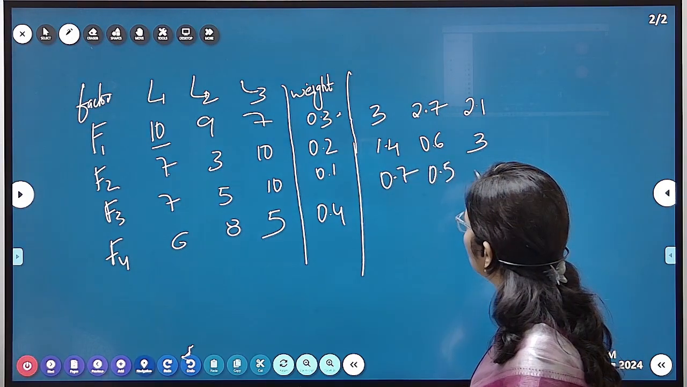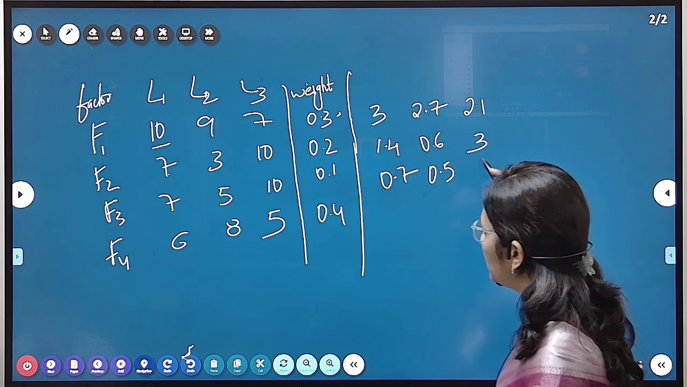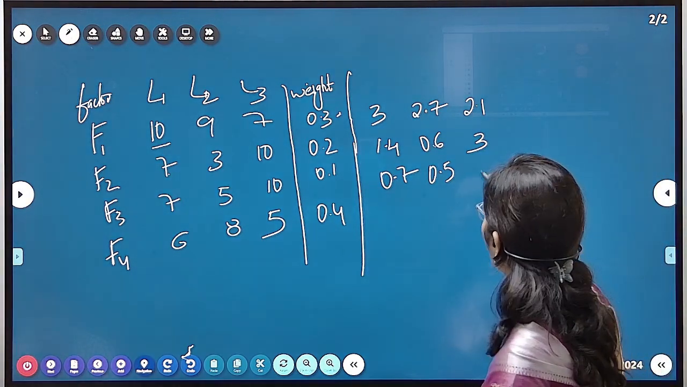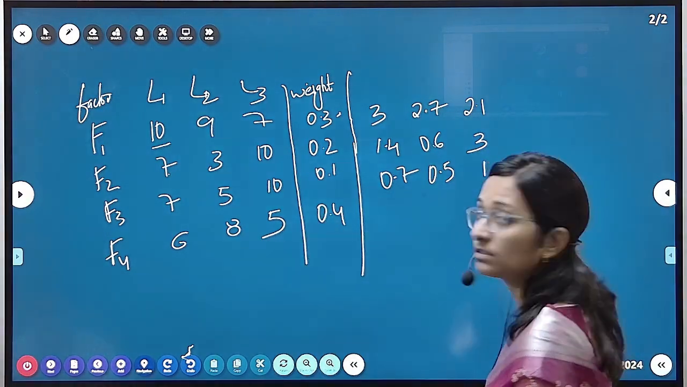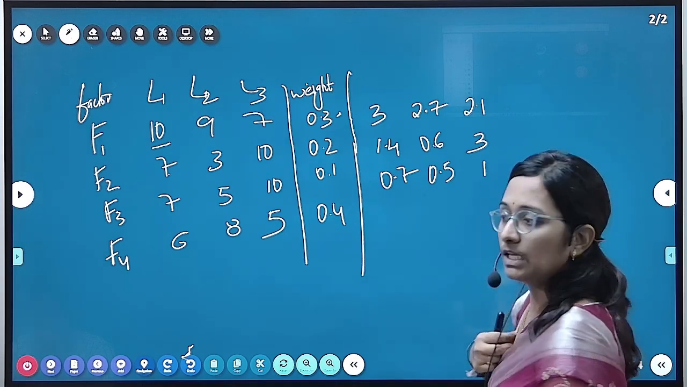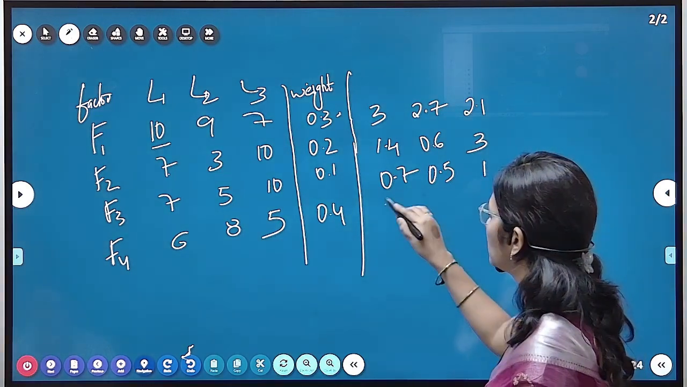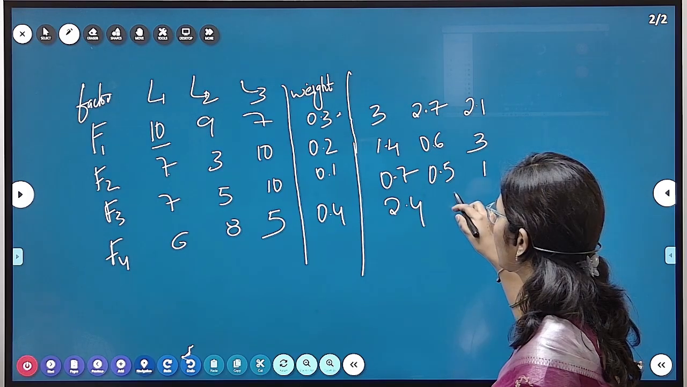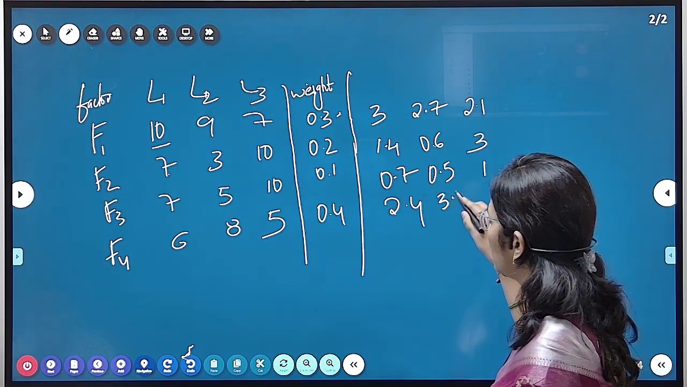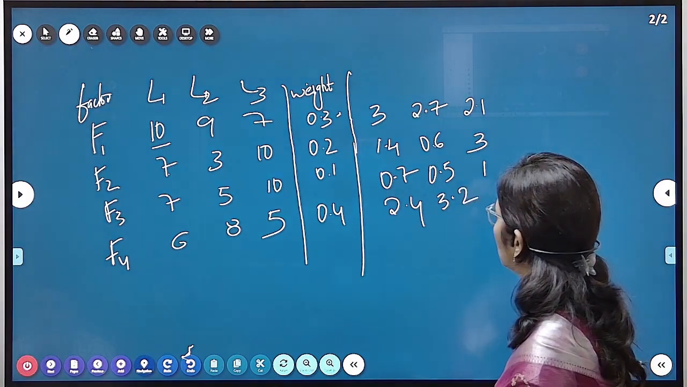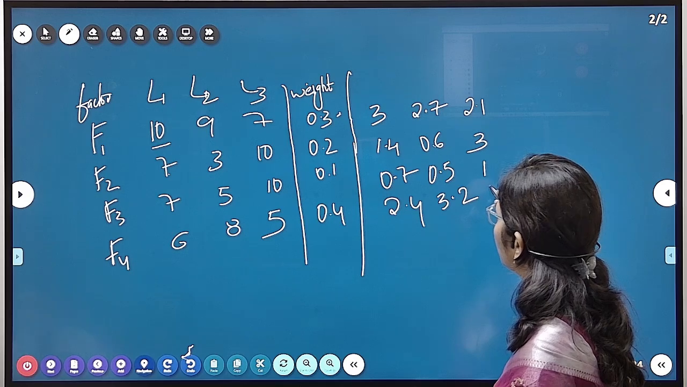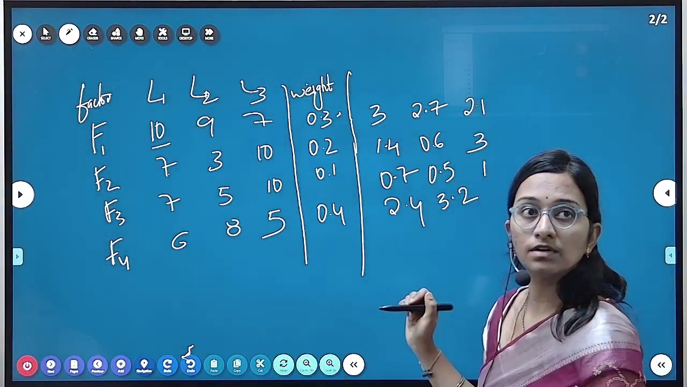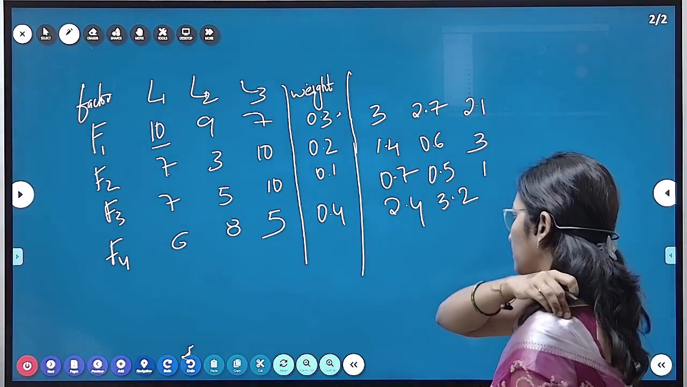0.7, 0.5 and 0. This is 1.1, right? 10 into 1.1. 10 into 0.1. 1. So next 0.4 into 6. Fast. If you are this slow, it will be 2.4. 2.4. Next 0.4 into 8. 3.2. 3.2. Next. 2. Next. Next 0.4 into 5. 2. 2.